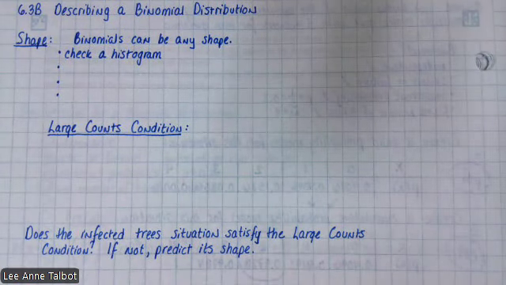Okay, but here's your formula for what we're doing in this problem. So the mean of x is n times p, which is great. Do you know why? We already did it. We did it in the large counts condition here. So the mean is just the number of successes.